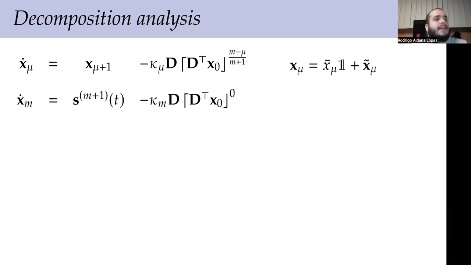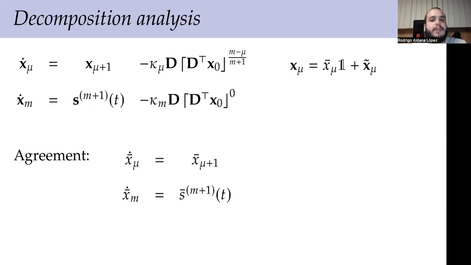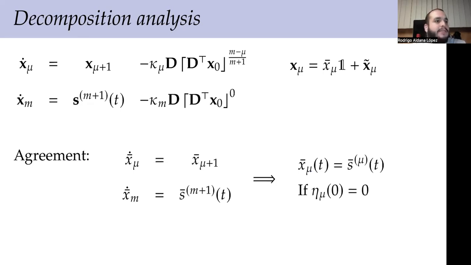So now we will apply the same decomposition analysis to this system. Each of these vectors, we will decompose as something parallel to consensus and some disagreements. The agreement part, you can show that it has this dynamics, which is a chain of integrators. And from here, you conclude that for appropriate initial conditions, each of these variables is exactly equal to a derivative of the average signal.